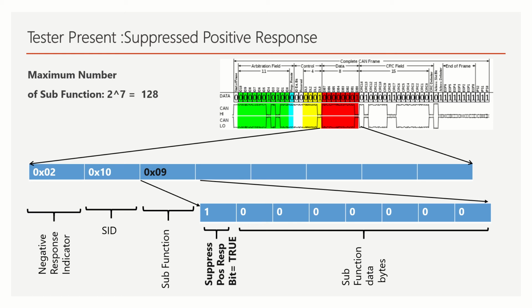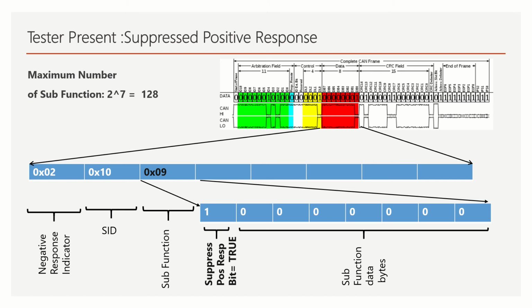Let's see this request, 02 10 09. We have a sub function, as I mentioned, so 09 is the sub function in this case. Bit 7 is 0, so it is saying there is no need to suppress the positive response. But let's say the 09 sub function is not supported, because generally we have a default session, programming session, extended session and some other session, but 09 will not be there.